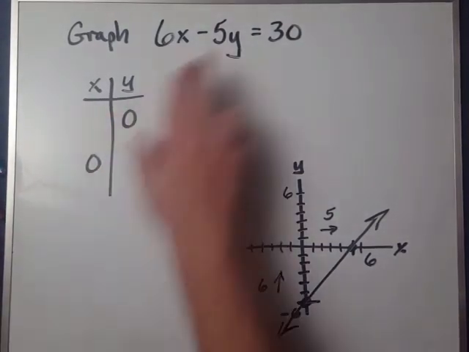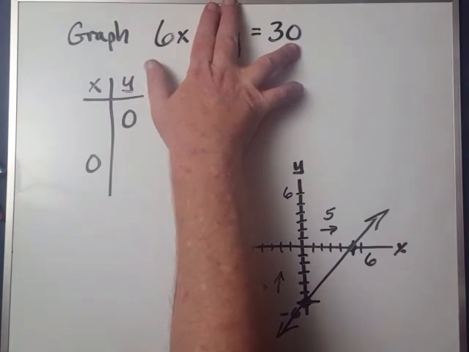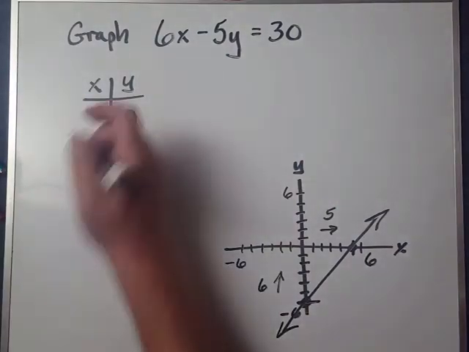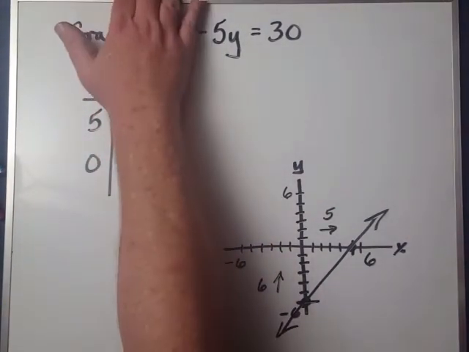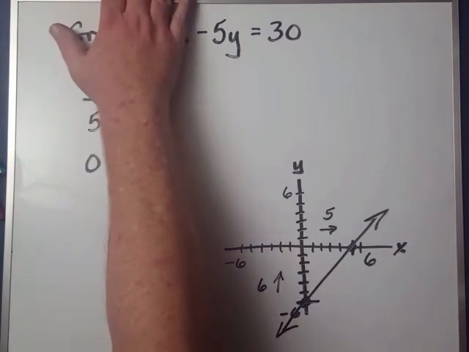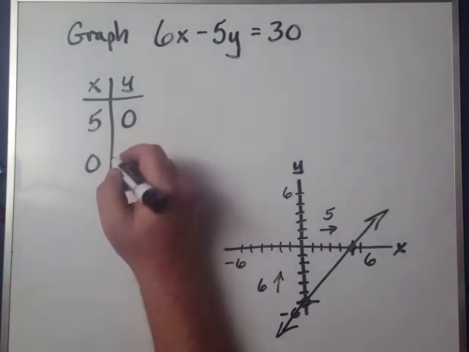Plug in 0 for y. This term disappears to leave 6x equals 30. X must have been 5. Plug 0 in for x. This term disappears to leave negative 5y equals 30. Y must have been negative 6.